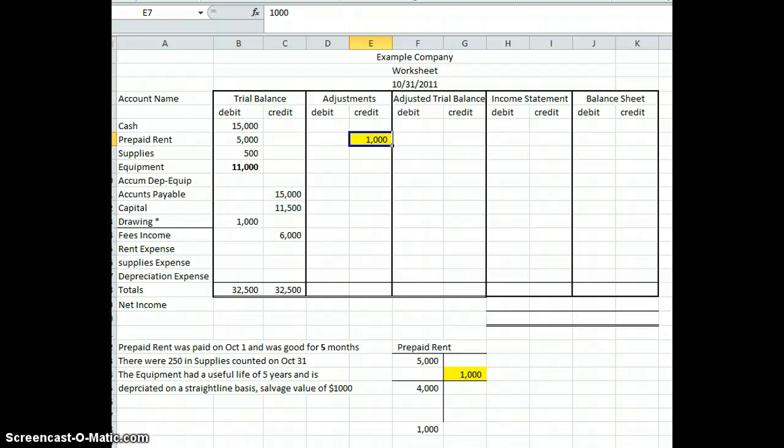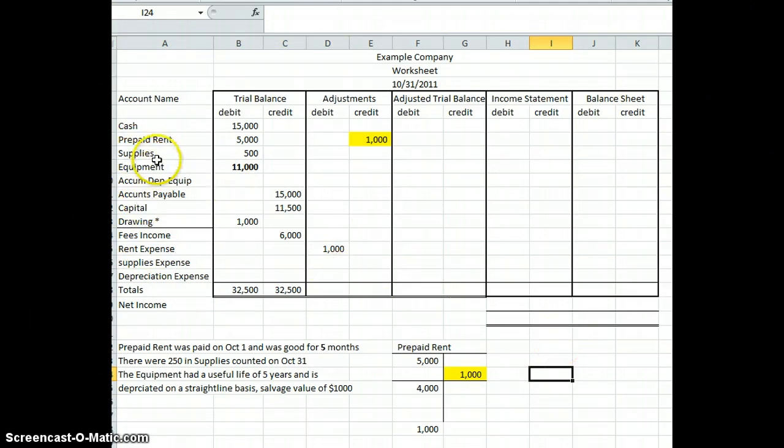And then we need an offset, because for every debit we need a credit, or for every credit we need a debit. So we're going to come down here to rent expense, and we're going to recognize that we had an outflow and a use up of assets in order to generate revenue, even if the cash wasn't paid in this month. We always want to record the expense in the period in which it helped us to generate revenue. So we had the office space this month. We want to recognize the expense in this month.